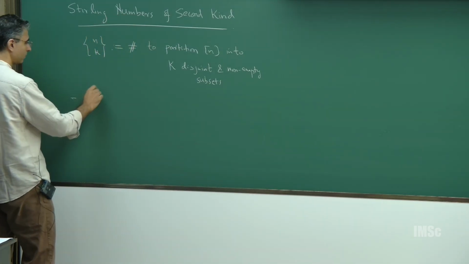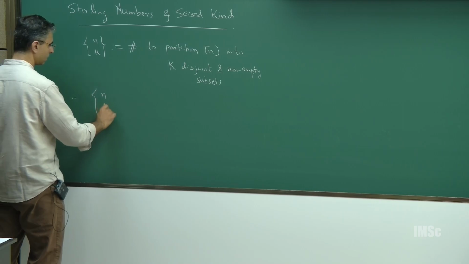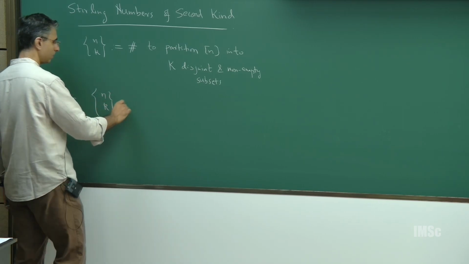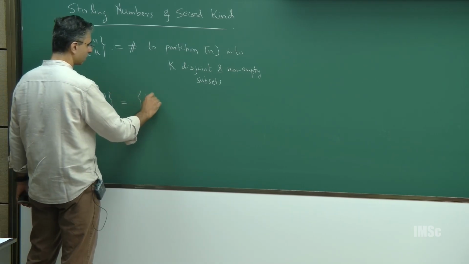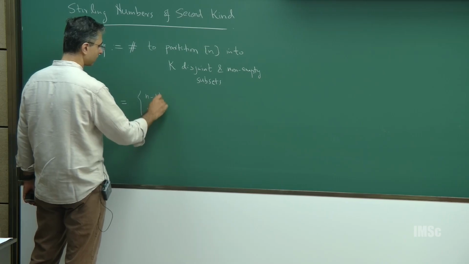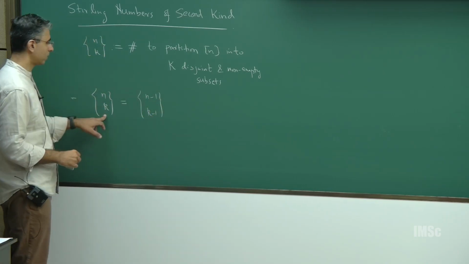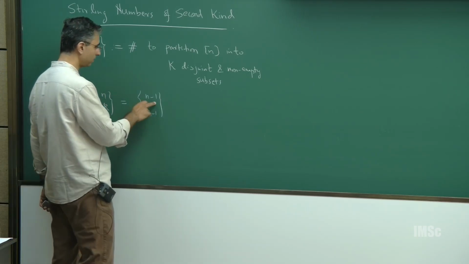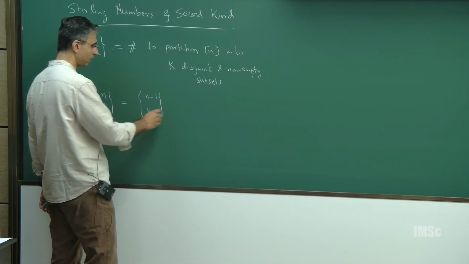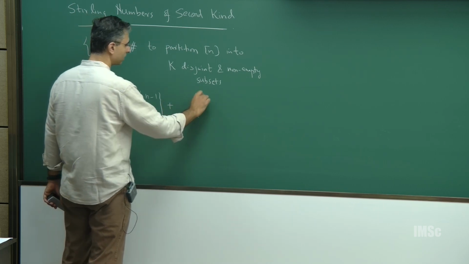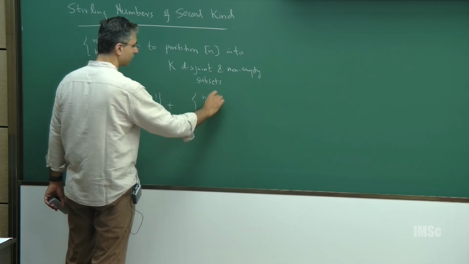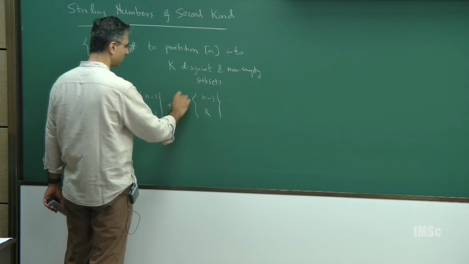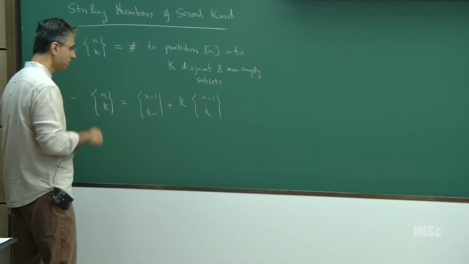So, from the definition we had a recurrence very similar to the binomial coefficients. We had that either you can put the last element all by itself into one single partition, then the remaining n minus 1 you have to partition into k minus 1, or you partition n minus 1 into k partitions and put the last one in one of these k.